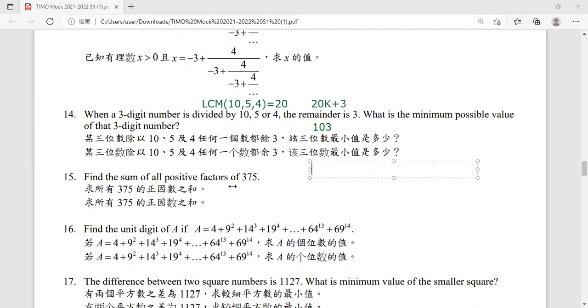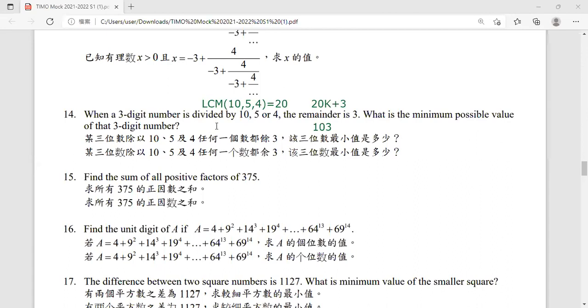Okay, 15. What's the problem? Which question do you confuse? Which question? Okay, now I will explain this one further.